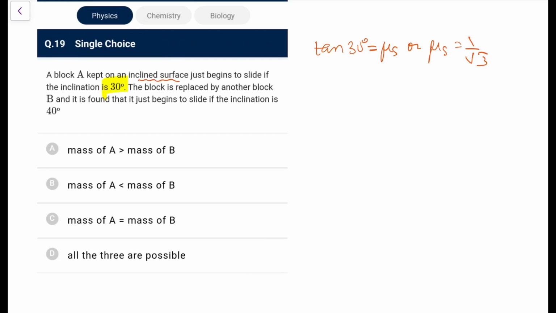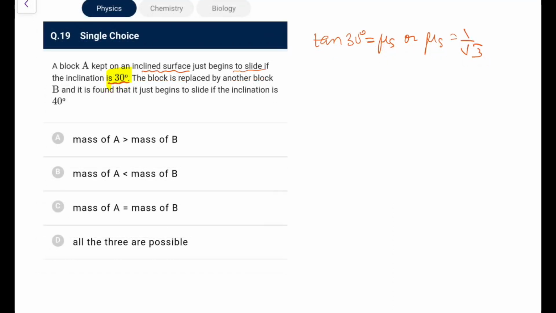A block A kept on an inclined surface just begins to slide if the inclination is 30 degrees. So that means tan 30 is mu s, so mu s is 1 by root 3. Now the block is replaced by another block B, and it is now found that it slides if inclination is 40. Typically, if the block is of the same smoothness, it would be 30 degrees because the angle of repose depends on mu, so the angle won't change because of the mass. Here the angle has changed because it might be smoother or rougher, so we cannot make out from mass. I can simply say the contact surfaces are not exactly the same, so all three options are possible.